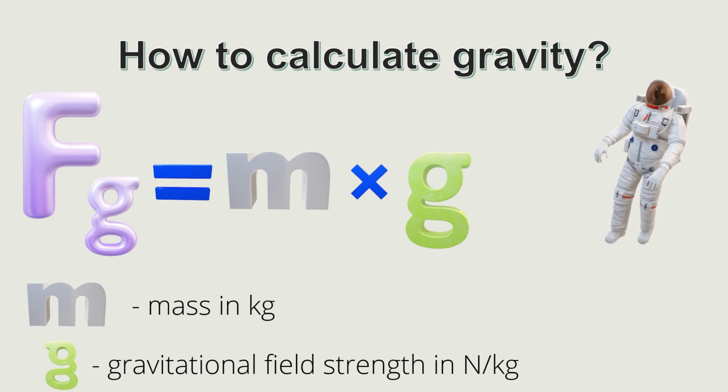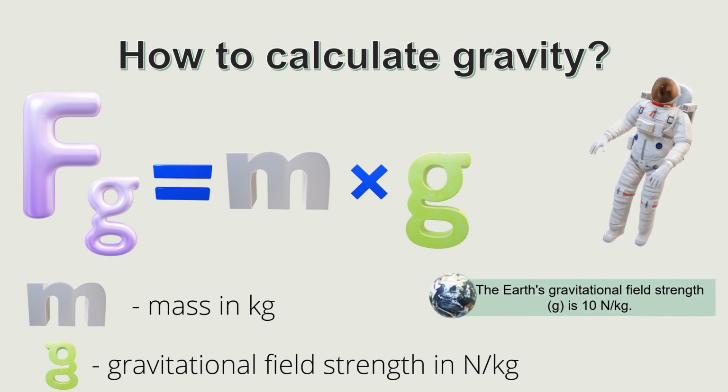Gravitational field strength is different on planet Earth, on the Moon, or any other planet in the universe. Which means that the mass of the object will be the same wherever you go, on any planet, but small g will change. In the end, if you have mass and gravitational field strength, you can easily calculate gravity. You multiply mass with small g, and the number that you get is basically force, the gravity force.